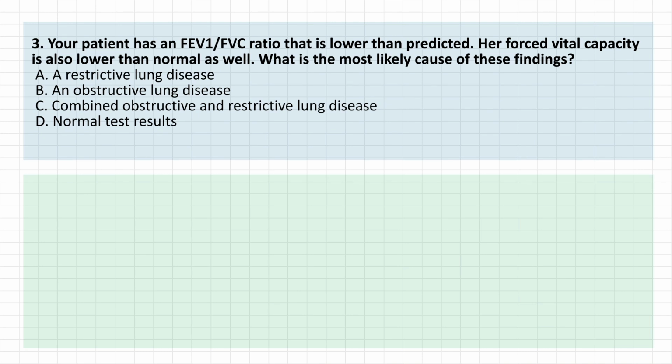3. Your patient has an FEV1 to FVC ratio that is lower than predicted. Her forced vital capacity is also lower than normal as well. What is the most likely cause of these findings? A. A restrictive lung disease. B. An obstructive lung disease. C. Combined obstructive and restrictive lung disease. D. Normal test results. The correct answer is C.